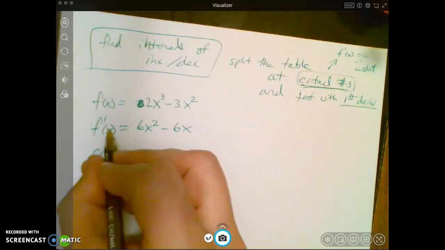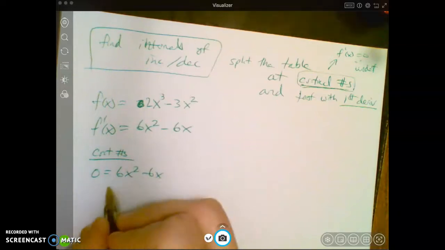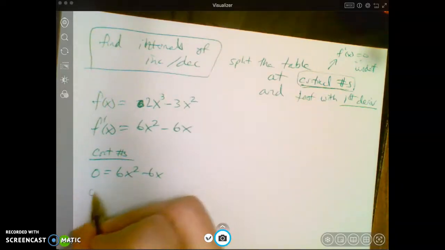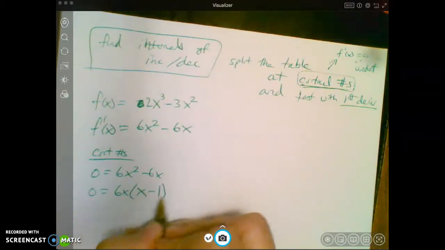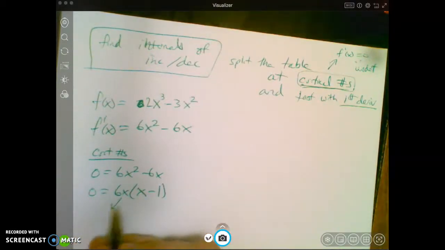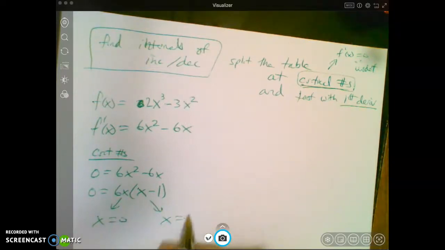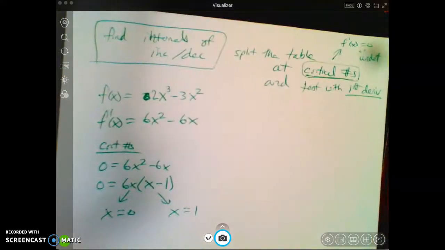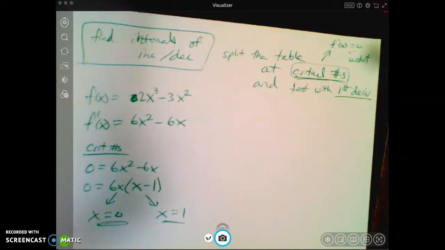And critical numbers are when that thing equals 0. So hopefully you can see that you can factor out a 6x, and you get two answers of x equals 0 or x equals 1. So basically, that tells me my graph is going to split up at those two numbers. That's where it'll change from increasing to decreasing, if it's going to.